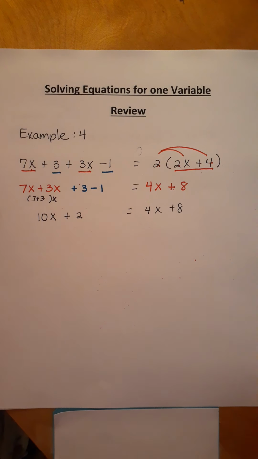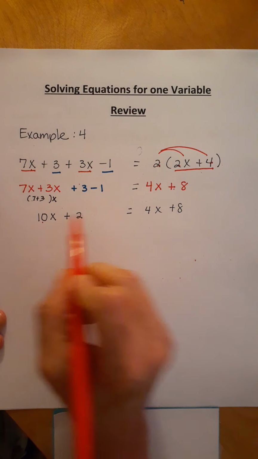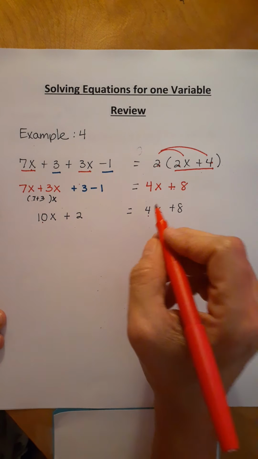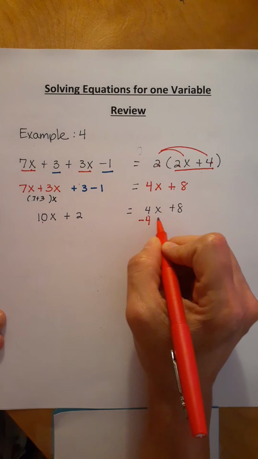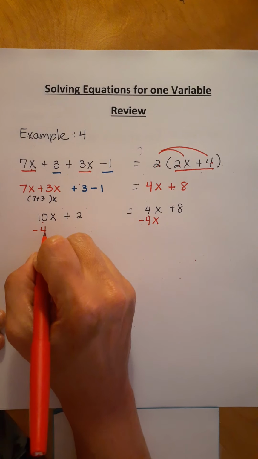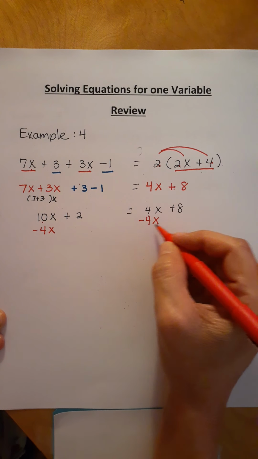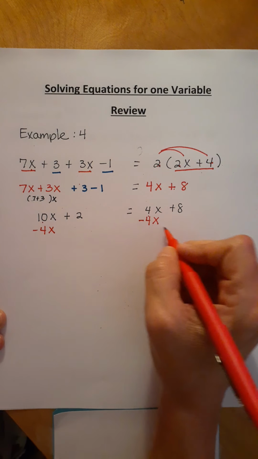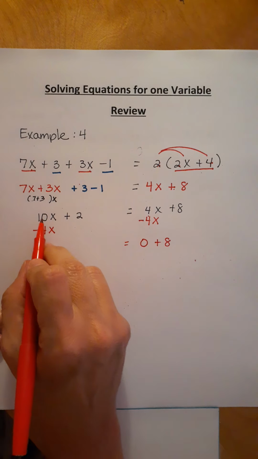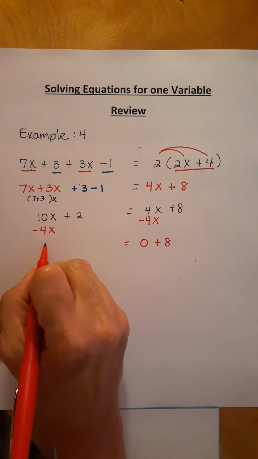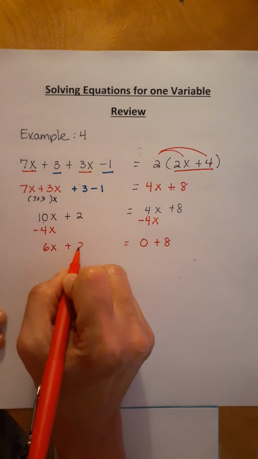We need to put our x's on the same side. Look at the smaller coefficient, 10 or 4. 4 is smaller. I am going to subtract. This is positive 4, so negative 4x minus 4x. Negative 4x minus negative 4x is 0, plus 8. 10x minus 4x, positive 6x plus 2.